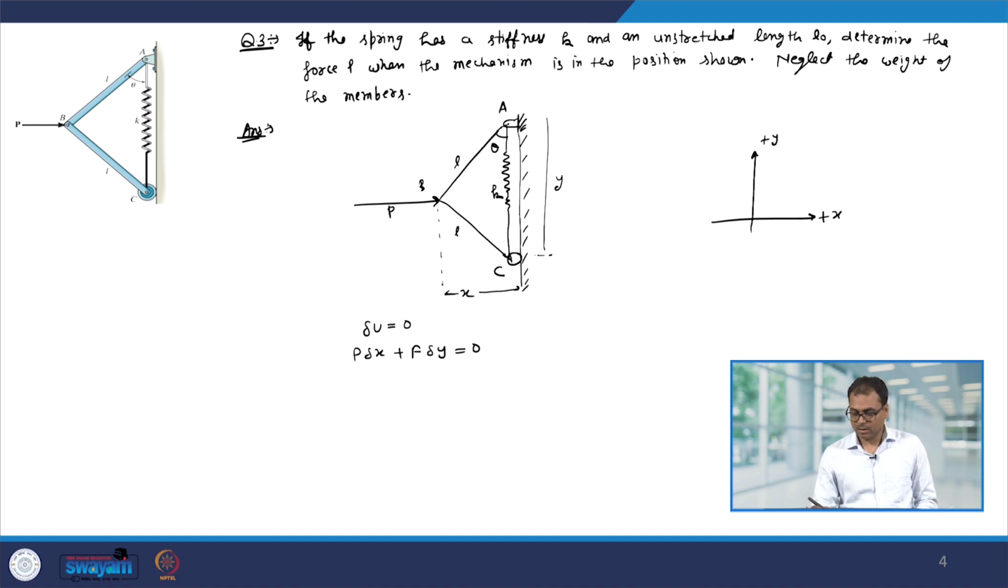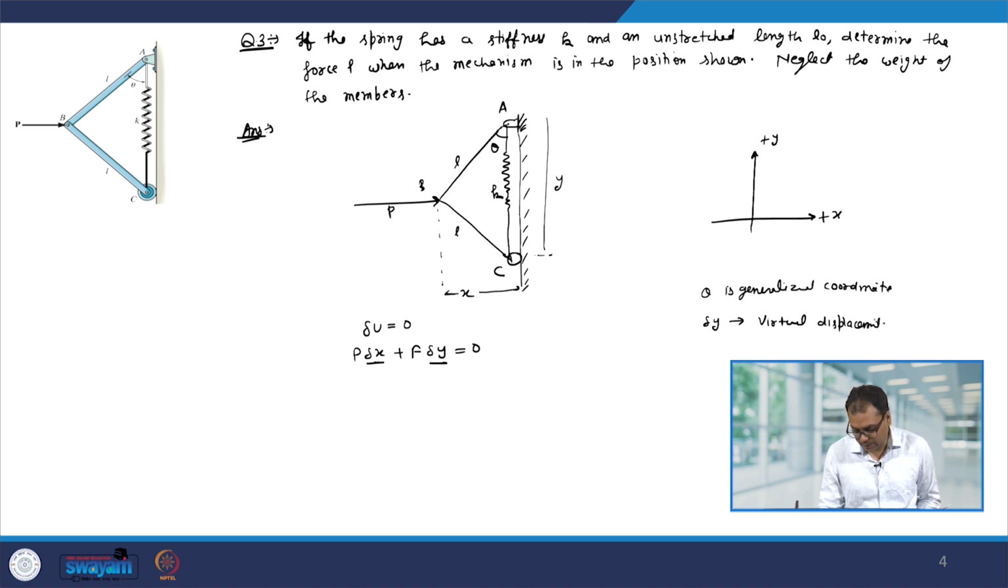Here you can also appreciate that theta is the generalized coordinate. Therefore, this delta x and delta y I have to write down in terms of theta. Also note that delta y here is the virtual displacement. I would like to explicitly mention here that this delta y is the virtual displacement. Delta x is also a virtual displacement in the x direction, delta y is the virtual displacement in the y direction. Now, let us write down this delta x, delta y in terms of theta.